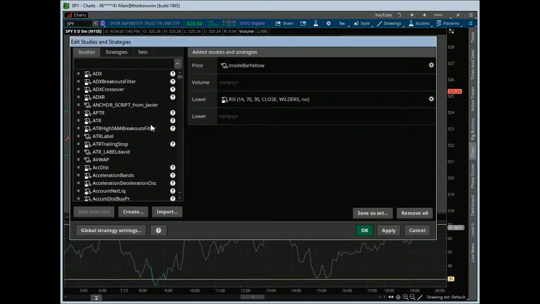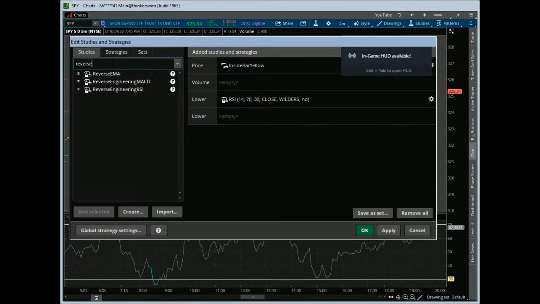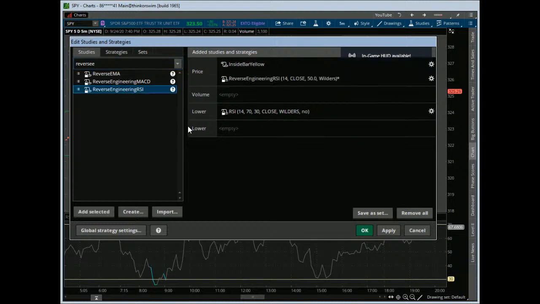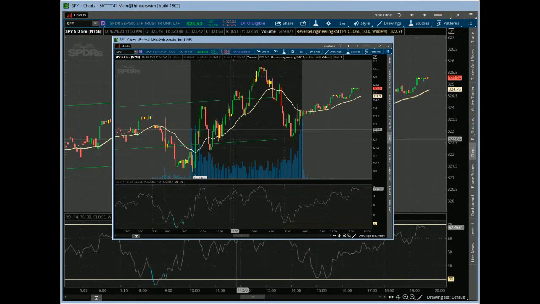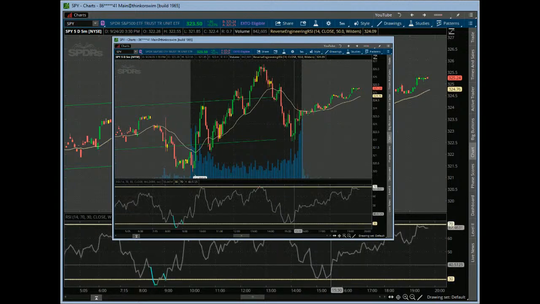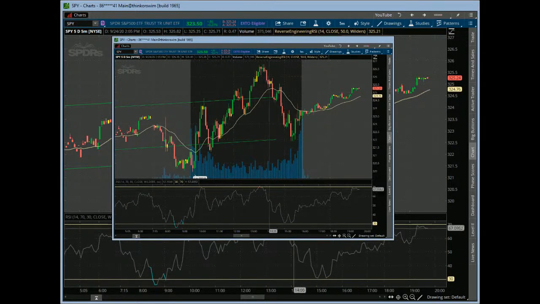What we want to do is just type in here, reverse engineered. Now they're adding some other cool stuff too, guys. They're adding reverse engineered MACD as well, but we're just going to talk about RSI here today. So the reverse engineered RSI basically defaults at the basic stuff. If I just put it on here like this, there's the reverse engineered RSI. This is showing me where the projected move of the RSI might be. But you can adjust this, and this becomes really, really cool.